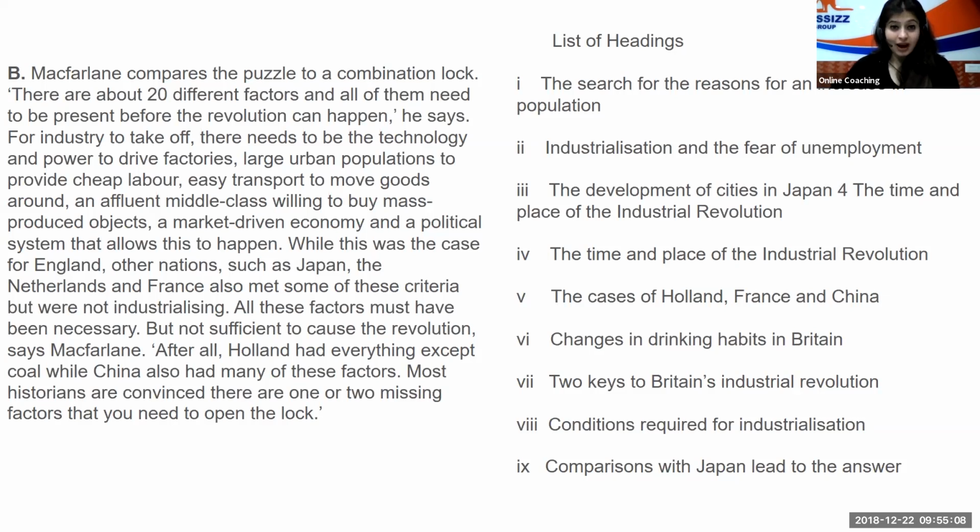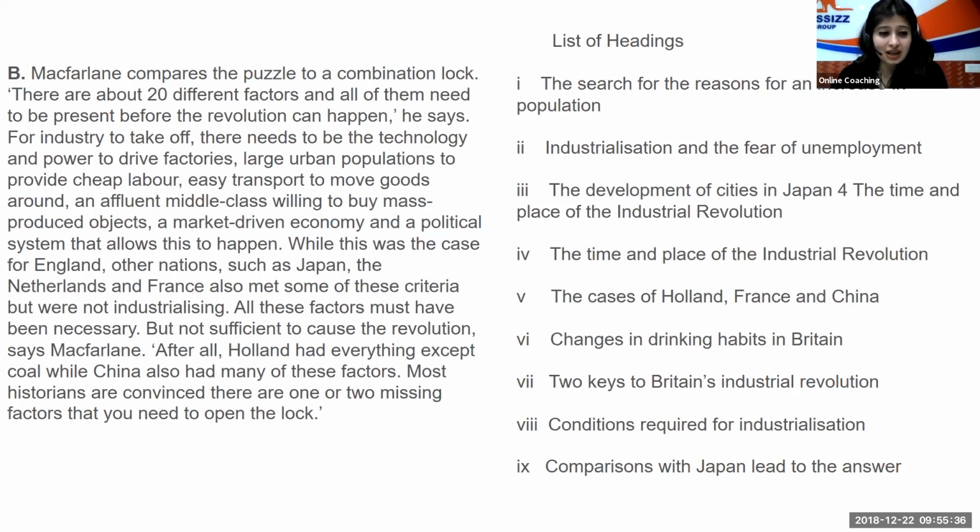So let's try solving all these headings, there are up to G, by reading the first two lines and last two lines and trying to figure it out. Also, let's employ the technique of skimming and see whether we're able to do this or not. Okay. Macfarlane compares the puzzle to a combination lock. There are about 20 factors and all of them need to be present before the Industrial Revolution can happen.